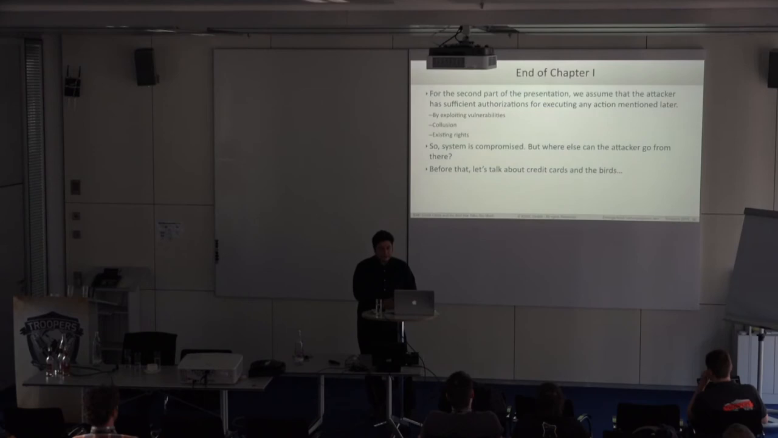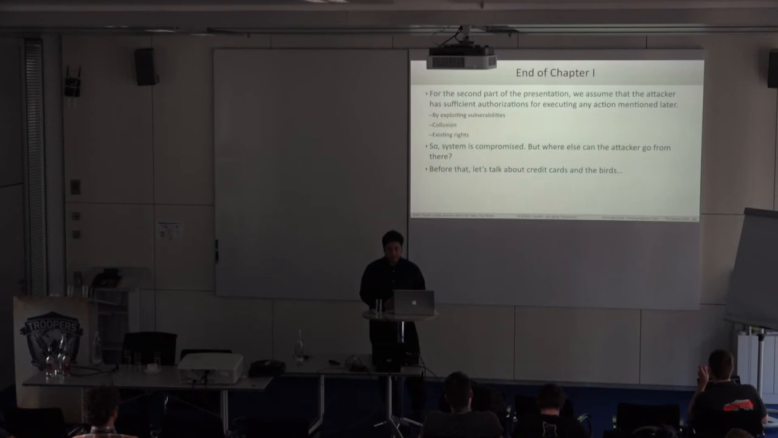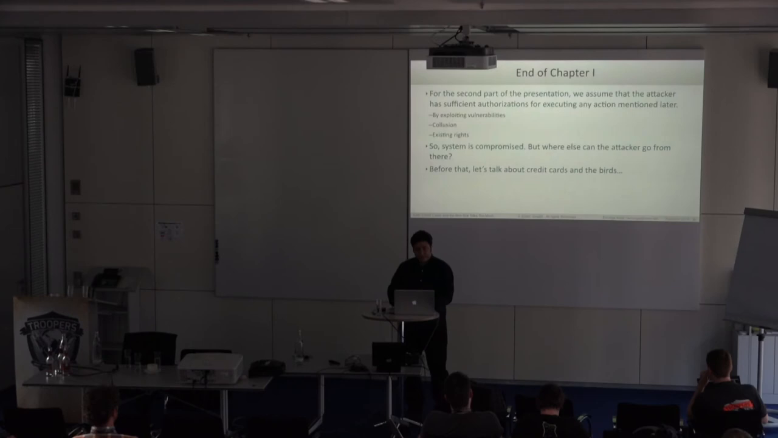For the second part of our presentation, we first of all assume that the attacker has sufficient authorizations to do whatever it wants to do. So this part is clear. Either an ABAP injection, OS command injection, or another vulnerability, or some other ways of manipulating the application servers, the system gets compromised. So what can happen next?